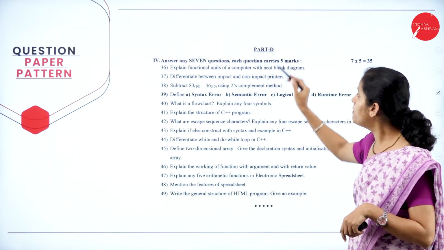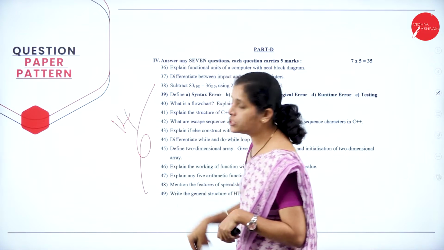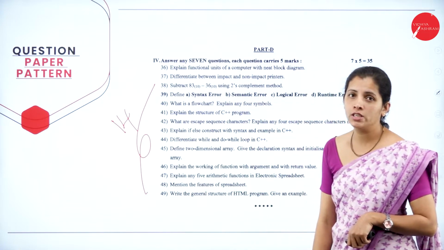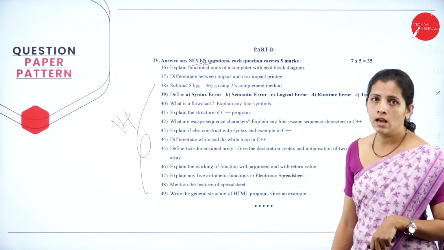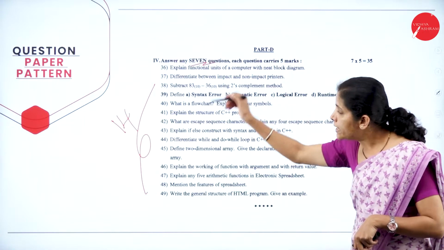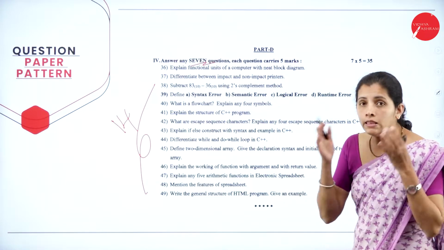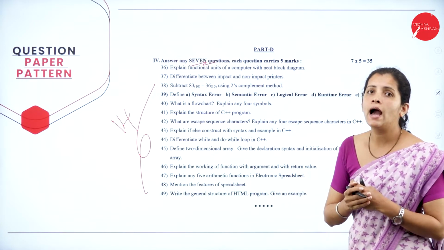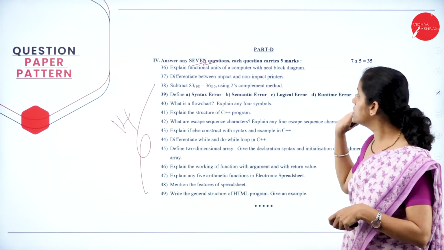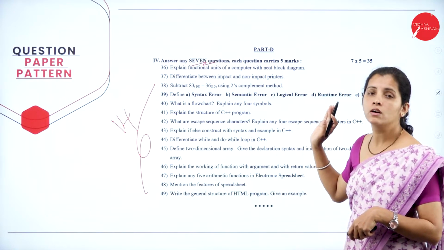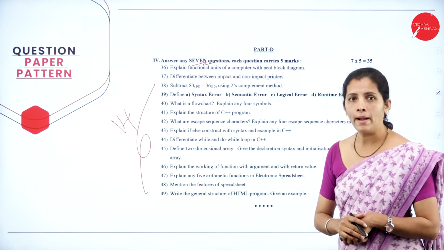Now, if I consider part D, once again, 14 questions. Out of 14 questions, I want to answer only 7. And it's very easy to get marks because this time we are going to have more options. So it is very easy to get marks. This is all about the question paper pattern.